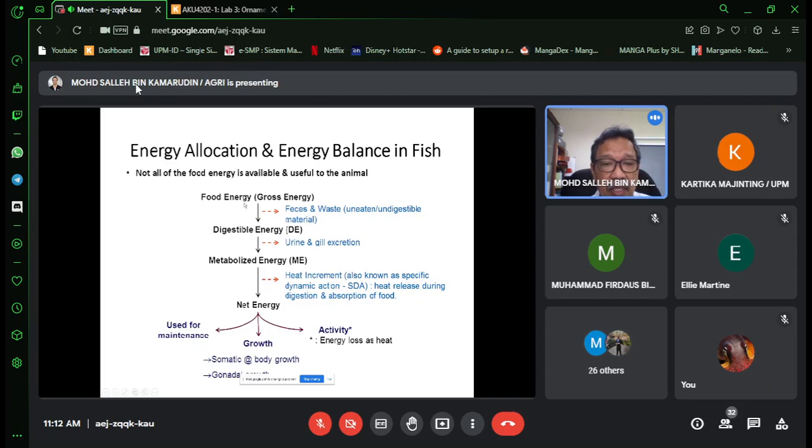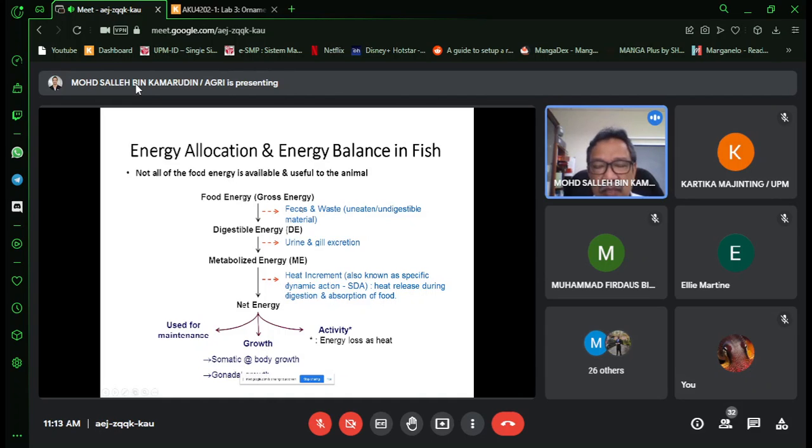Okay, energi dalam makanan biasanya as a gross energy. Daripada itu, not all digestible kan. Some akan keluar balik dalam feces dan juga waste uneaten material, dia jadi waste juga. So tak semua yang kita bagi yang kena makan terus. That's why the most important thing dalam aquaculture, feeding tu kena betul supaya kita tak waste.